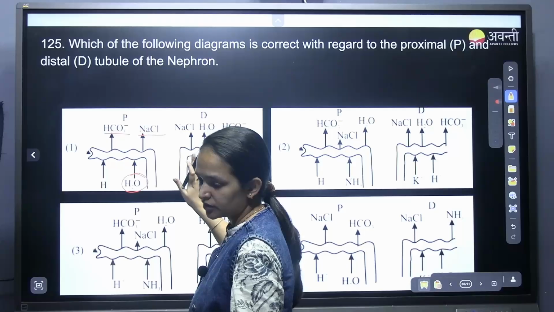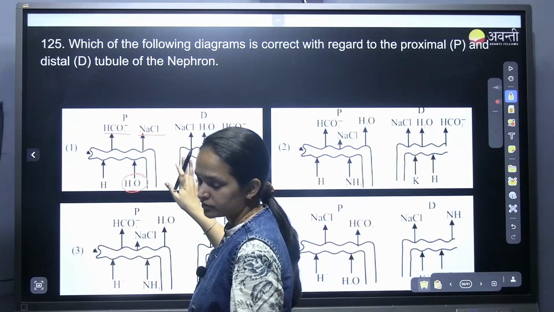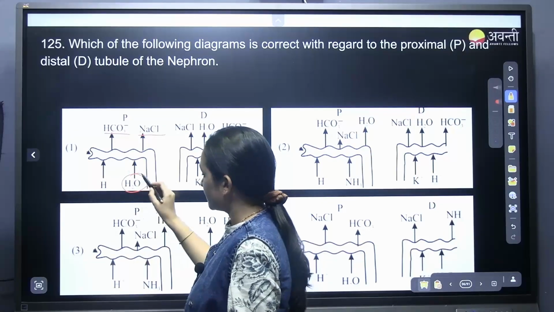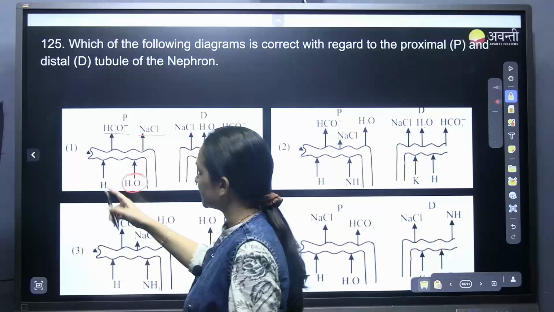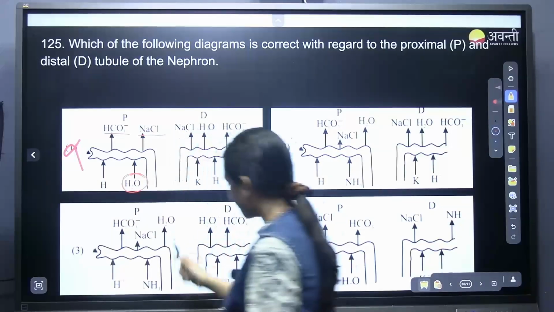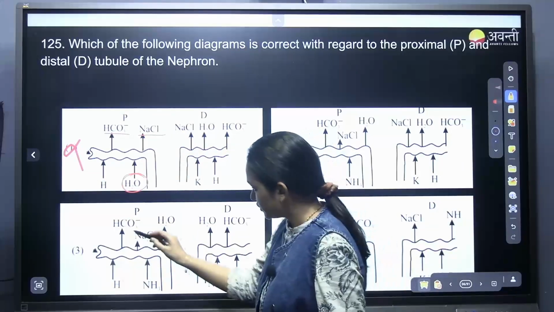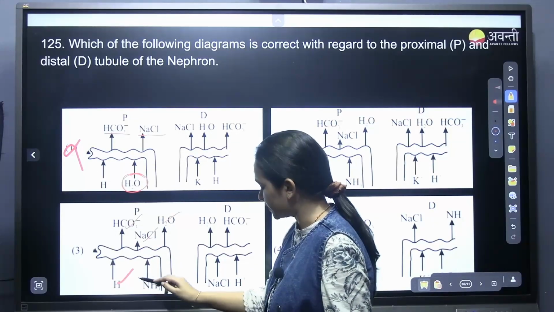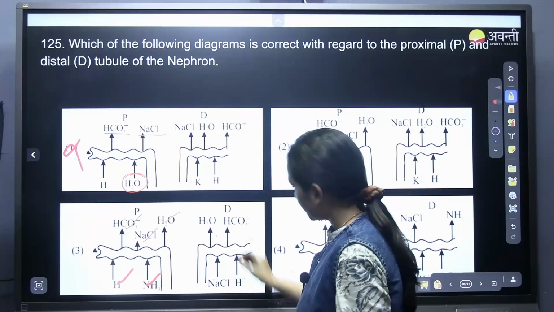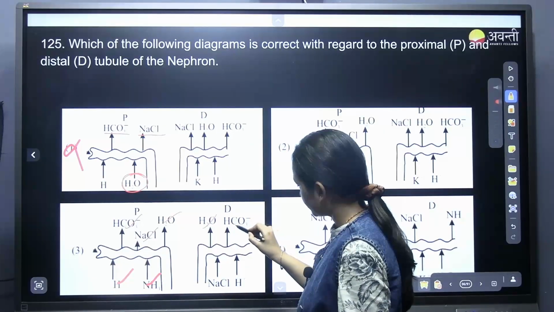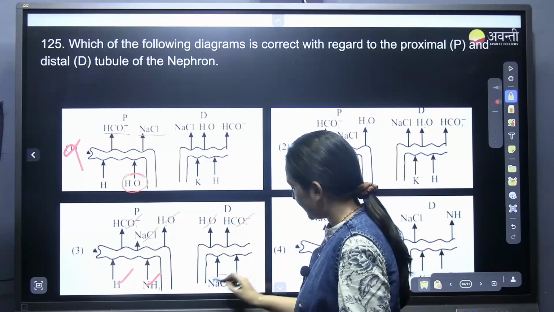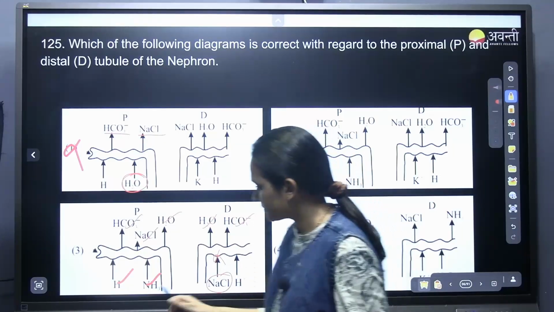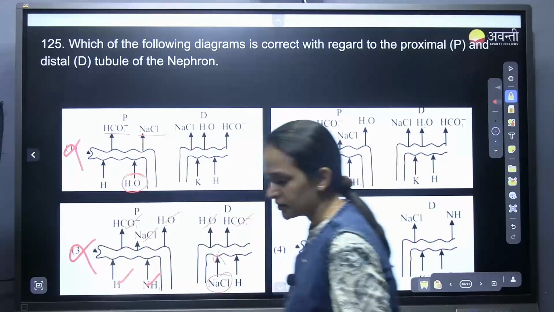Is this visible, students? This is in white background. Yes, thank you so much. So H2O is reabsorbed here. But here they have given H2O is secreted. So option 1 is wrong. Option 3. Okay, this is correct, this is correct, this is correct. H plus is secreted, ammonia is secreted, H2O reabsorbed, bicarbonate reabsorbed, NaCl secreted, no, NaCl will be reabsorbed. So option 3 is also wrong.